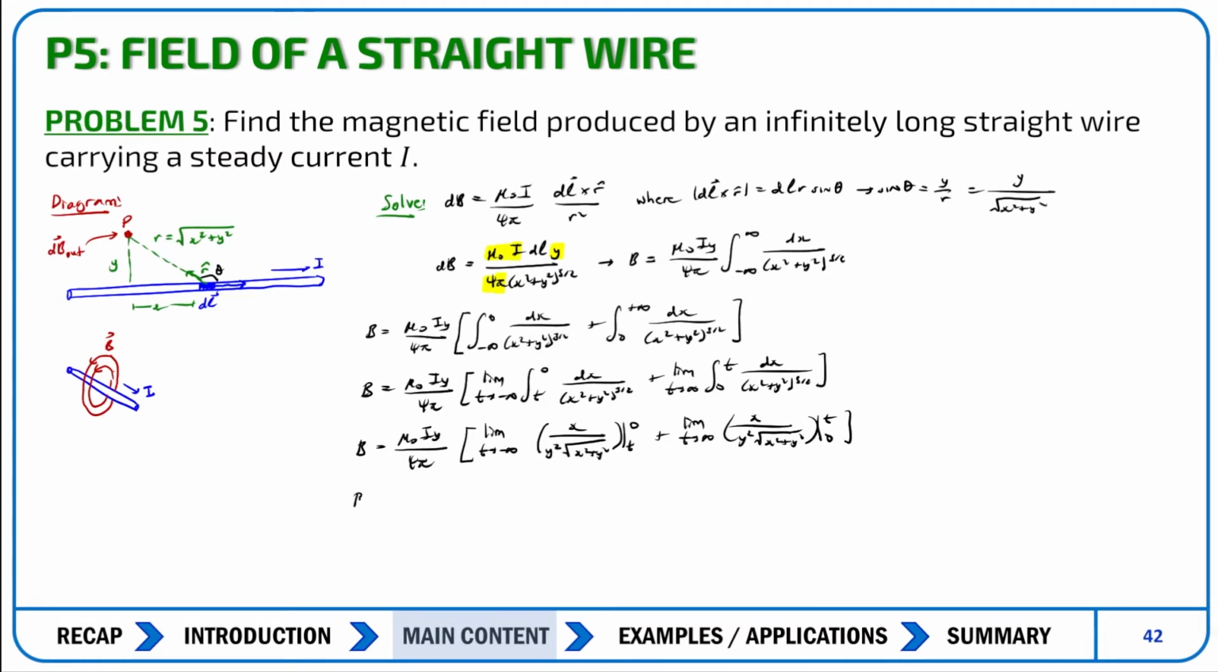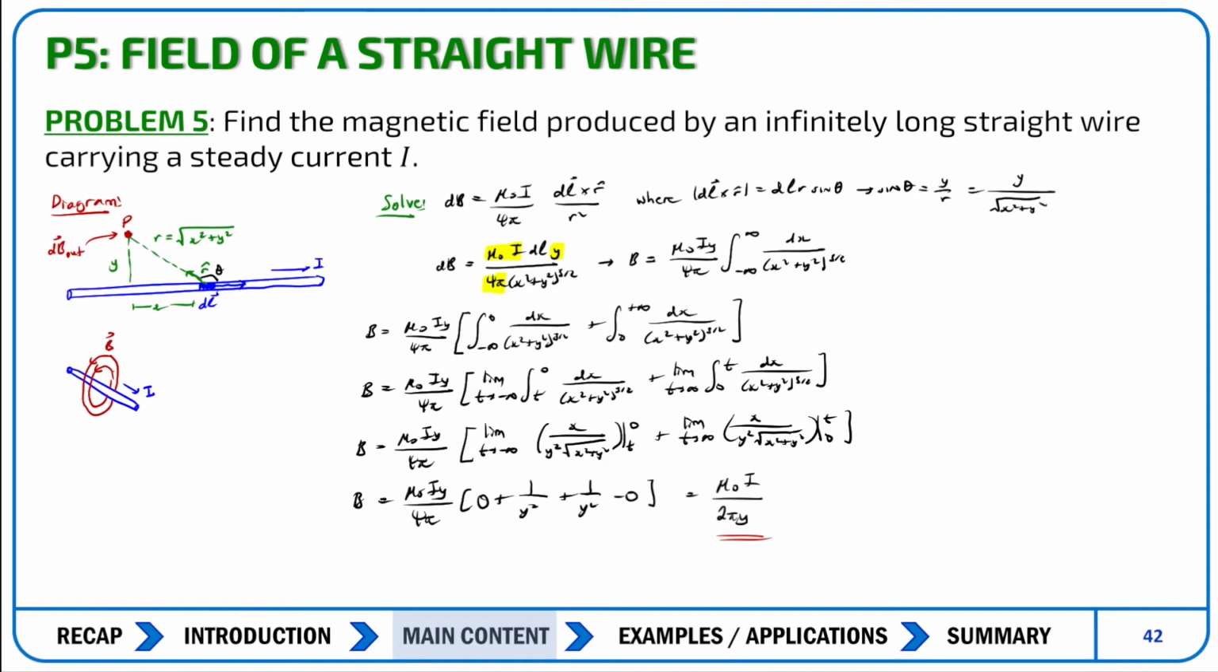Okay, so now we can solve, and we have B equals mu naught I y over 4 pi. We end up with 0 plus 1 over y squared plus 1 over y squared plus 0, or minus 0 actually, not that it matters. And that is going to give us mu naught I over 2 pi y.